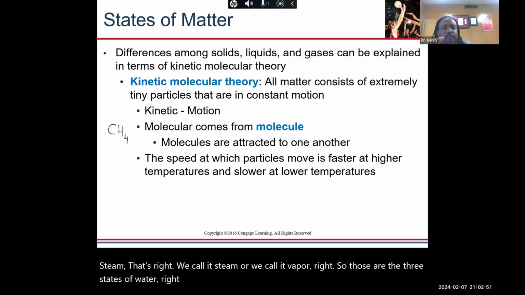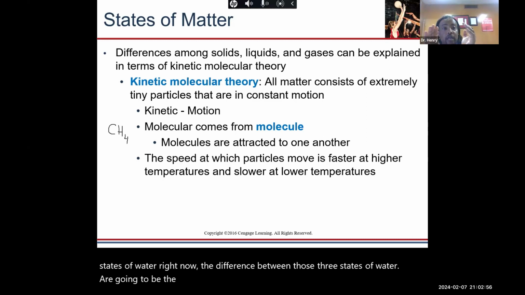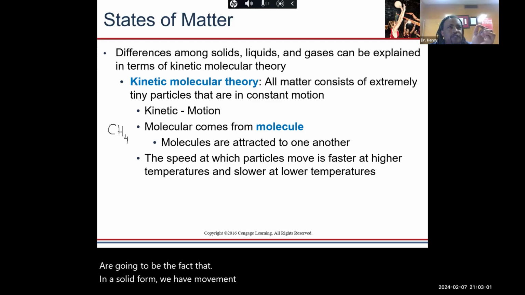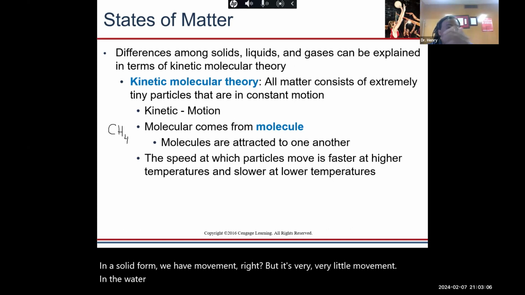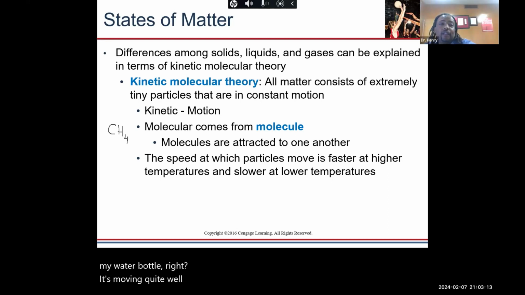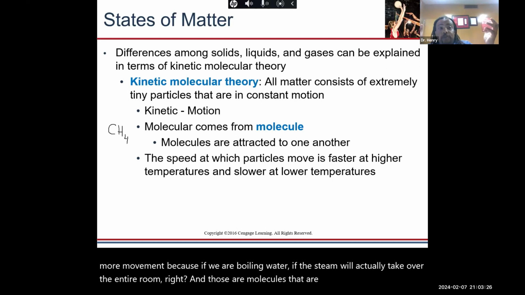Now, the difference between those three states of water is the amount of movement. In solid form, there's very, very little movement. In the liquid form, there's a lot more movement. So, for instance, here's my water bottle, right? It's moving quite well. And then in the case of the gas form, there's even more movement, because if we are boiling water, the steam will actually take over the entire room. Those are molecules that are moving around that entire room, you know?